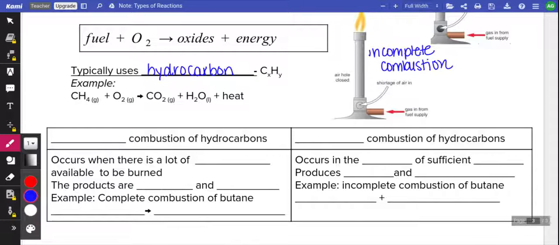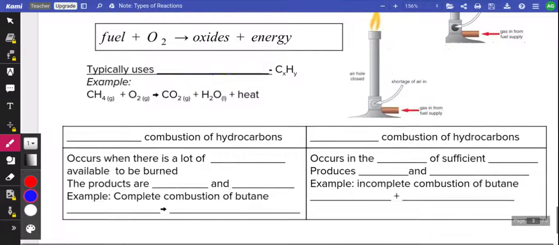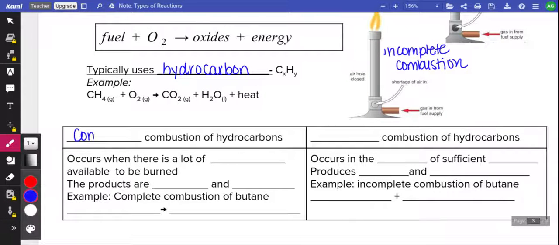So again, coming back to this idea of complete and incomplete combustion. Complete combustion occurs when there's a lot of oxygen to be burned, so we have all the oxygen we need in order to burn really well. The products of complete combustion are water and CO2.